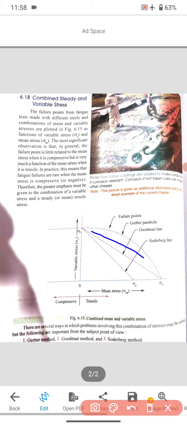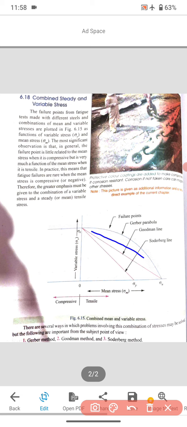Now, second question. Is this line safe as far as the Goodman line or Goodman criteria is concerned? What will be your answer? Your answer will again be no. A big no, because it is also outside the Goodman line or Goodman safety region.